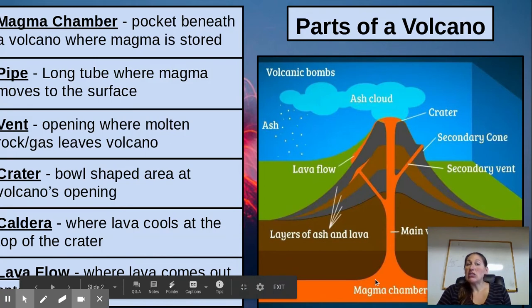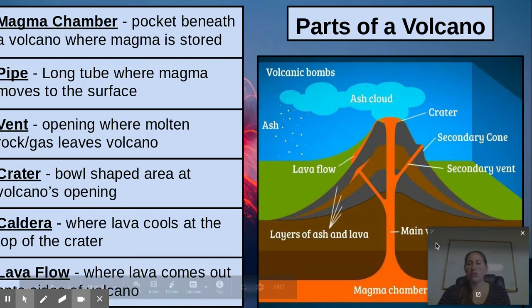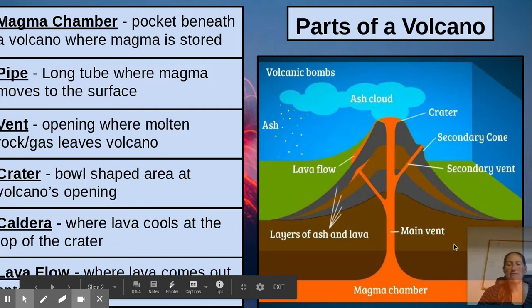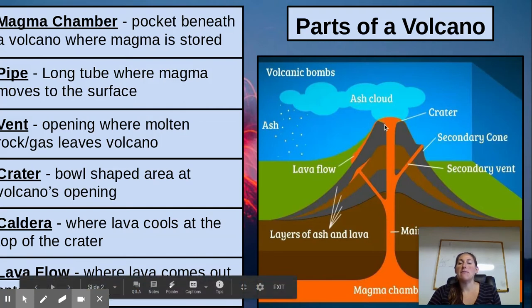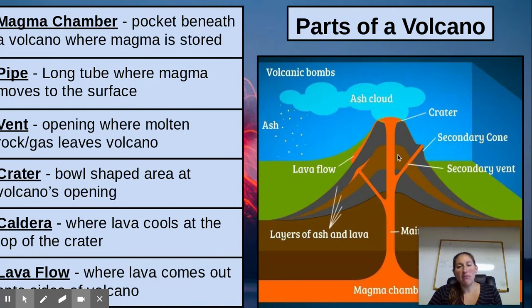So the next term they don't actually have labeled on here is the word pipe. So Edgenuity considers the pipe the entire tube where the magma travels up to the surface. So they would call this the entire tube. Next, this is where you're going to see the difference. If you see where they have vent labeled, Edgenuity would probably consider that the pipe. Edgenuity is saying that the vent is closer to the opening. So the vent is the opening where the molten rock and gas will start to leave the volcano.